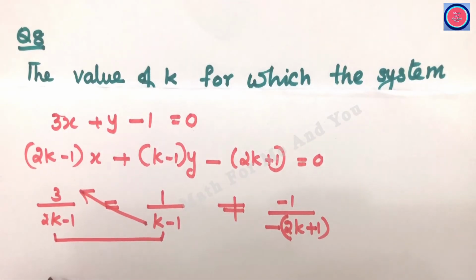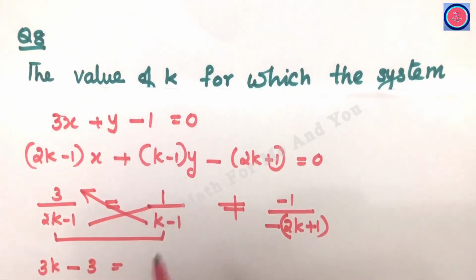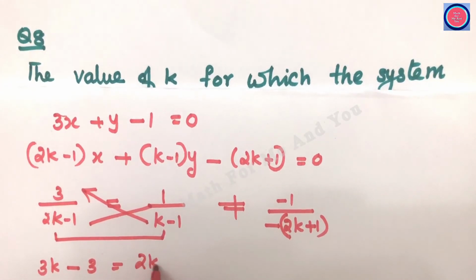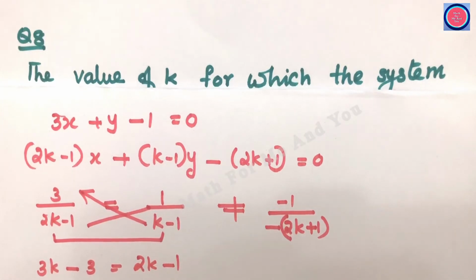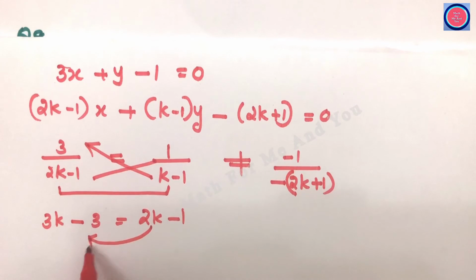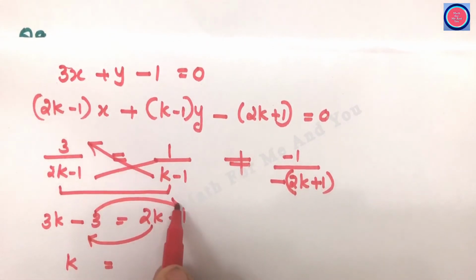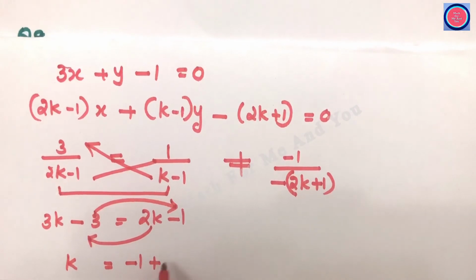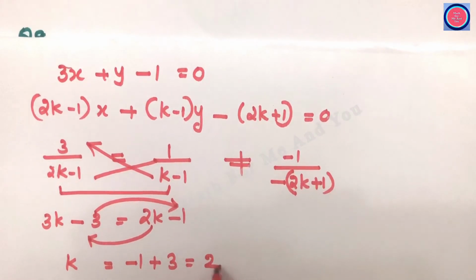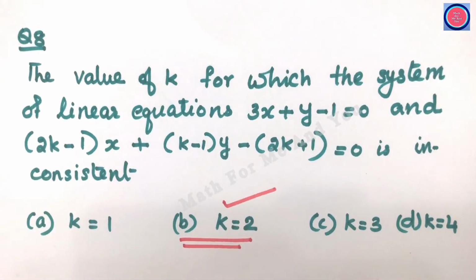Cross multiply we get 3 times (k minus 1), that is 3k minus 3, is equal to 1 times (2k minus 1), which is the same as 2k minus 1. Write the k terms on one side, numbers on the other side. Move 2k to the left side, it becomes 3k minus 2k, that is k equals minus 1 plus 3, that is equal to 2. So we are getting the value of k is equal to 2. The correct answer is option B, k equals 2.